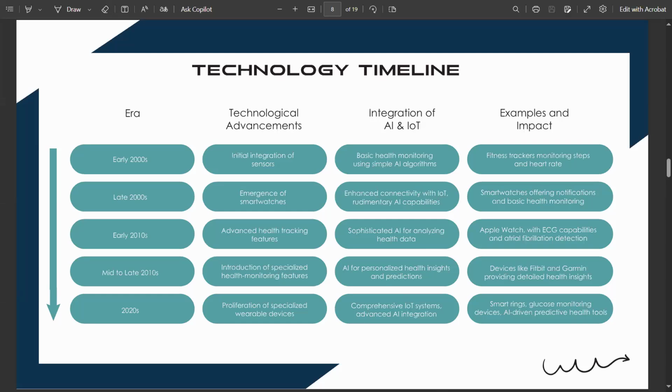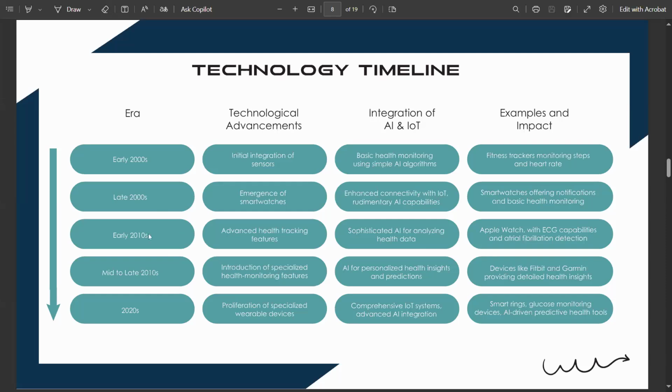By the time of the late 2000s, it can be marked as the emergence of smartwatches. This introduction of smartwatches marked a significant advancement, offering not only fitness tracking but also notifications and basic health monitoring capabilities.